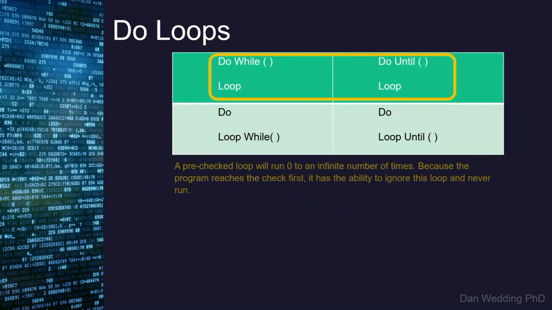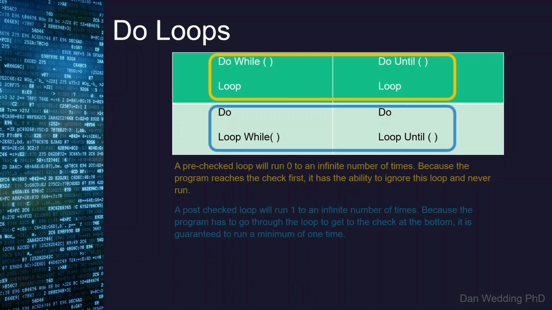Pre-checked loops run 0 to an infinite number of times. Because the program reaches the check first, it has the ability to ignore this loop and never run. A post-check loop will run 1 to an infinite number of times. Because the program has to go through the loop to get to the check at the bottom, it is guaranteed to run a minimum of 1 time.